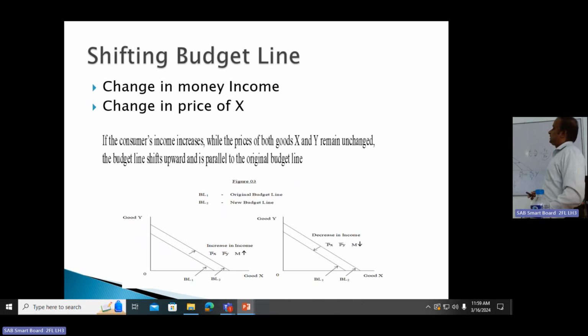So those are the two factors, right? If the income increases, the entire budget line shifts to the right. If the income decreases, it shifts to the left, right? If the price of the product changes, that will rotate the budget line from that axis. So the shifting factors are the price and the income. Okay, is it clear? Now you know the shifting, right?